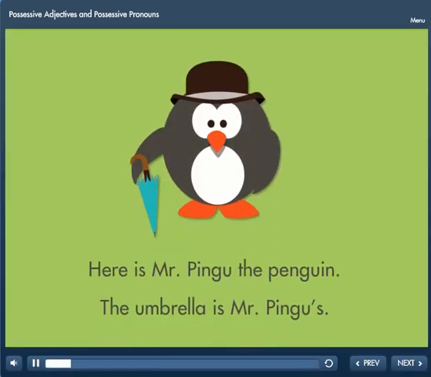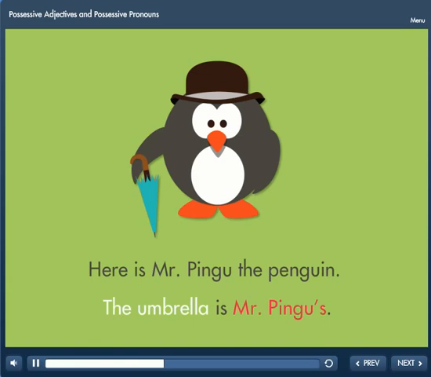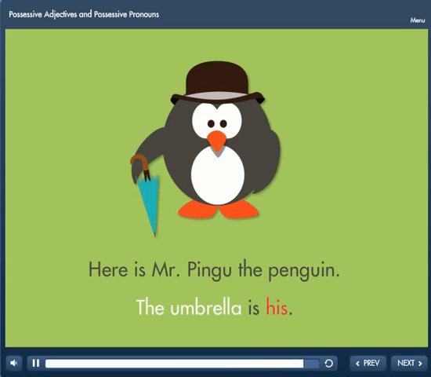We can replace the word with the apostrophe S. Since the word with the apostrophe S is coming after the noun, umbrella, we will use a possessive pronoun. Because of the prefix Mr., we know that Pingu is male. So we will use the possessive pronoun his in place of Mr. Pingu's.